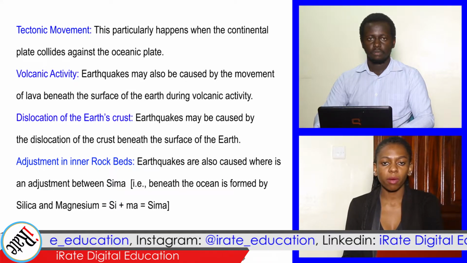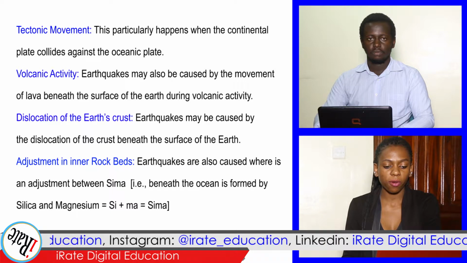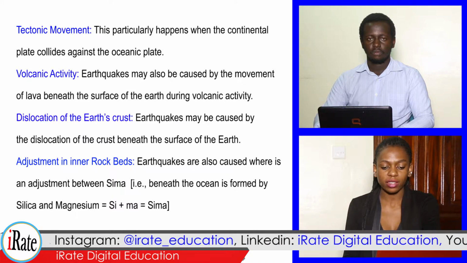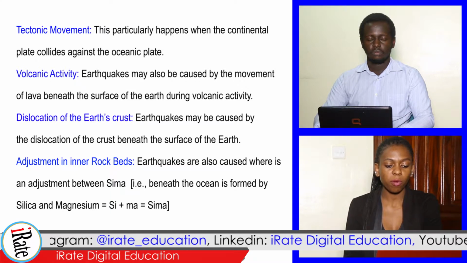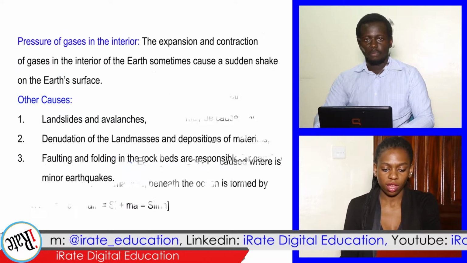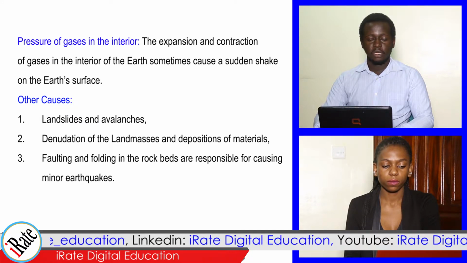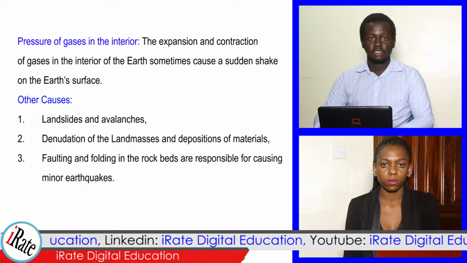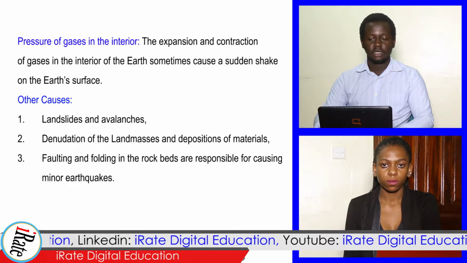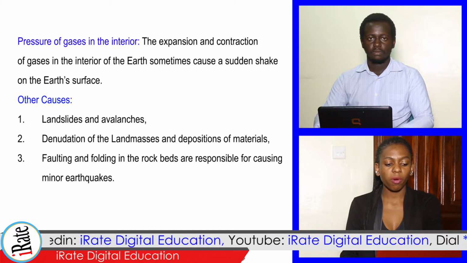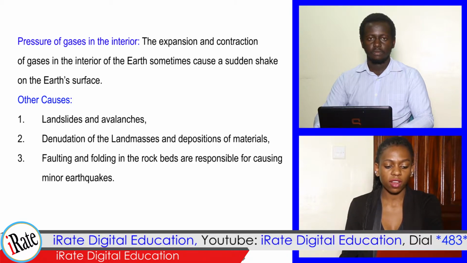Adjustment in inner rock beds. Earthquakes are also caused where there is an adjustment between sima, that is, beneath the ocean, is formed by silica and magnesium. Pressure of gases in the interior. The expansion and contraction of gases in the interior of the earth sometimes can cause a sudden shake on the earth's surface. Other causes. Number 1, landslides and avalanches.